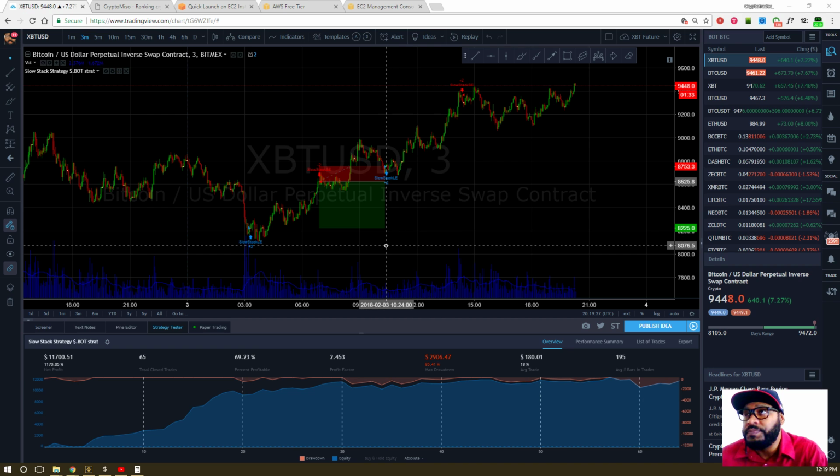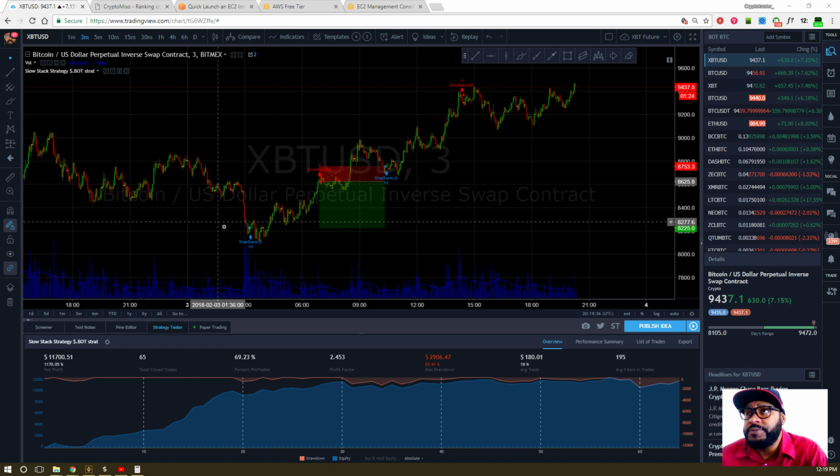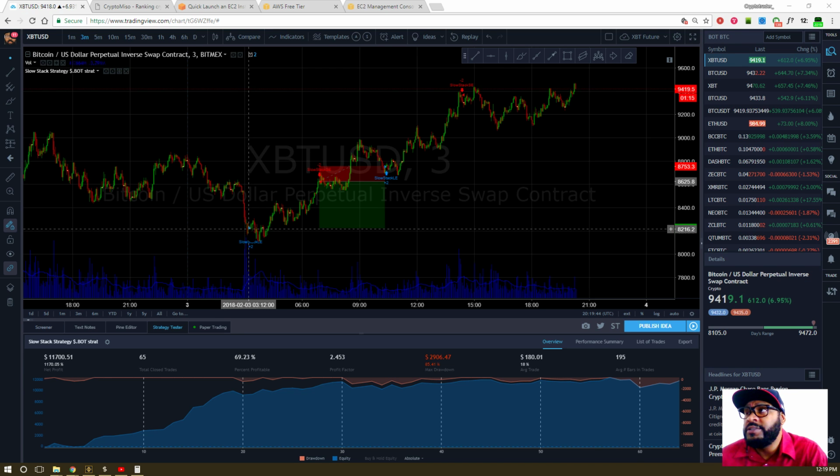Now that's crucial. The bot is deployed as of right now, so these trades that you see on the screen have been placed. It went long back here on the third at the $8,200 level right here.